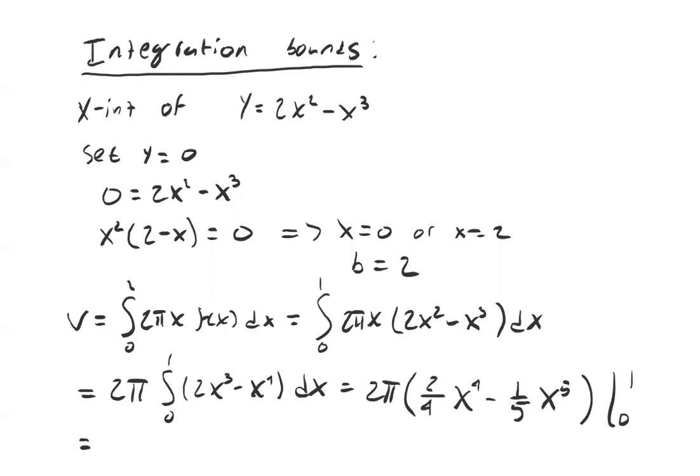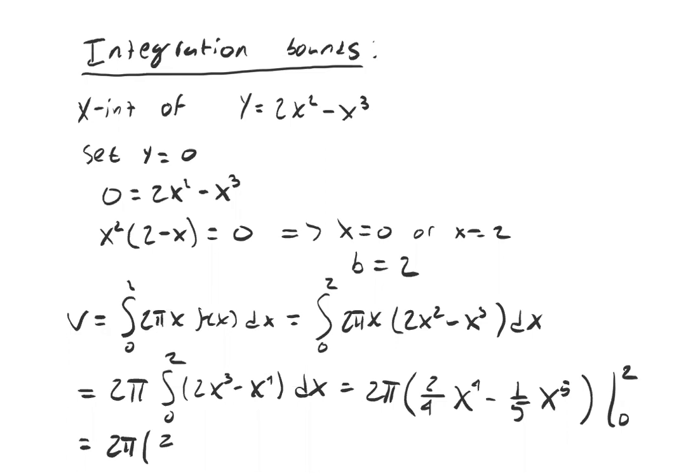And when we plug in, we're going to get 2 pi times, we're going from 0 to 2. Yeah, so I just copied that. 0 to 2. So I wrote it right in the first one and then for some reason copied a 1. So we're going from 0 to 2.